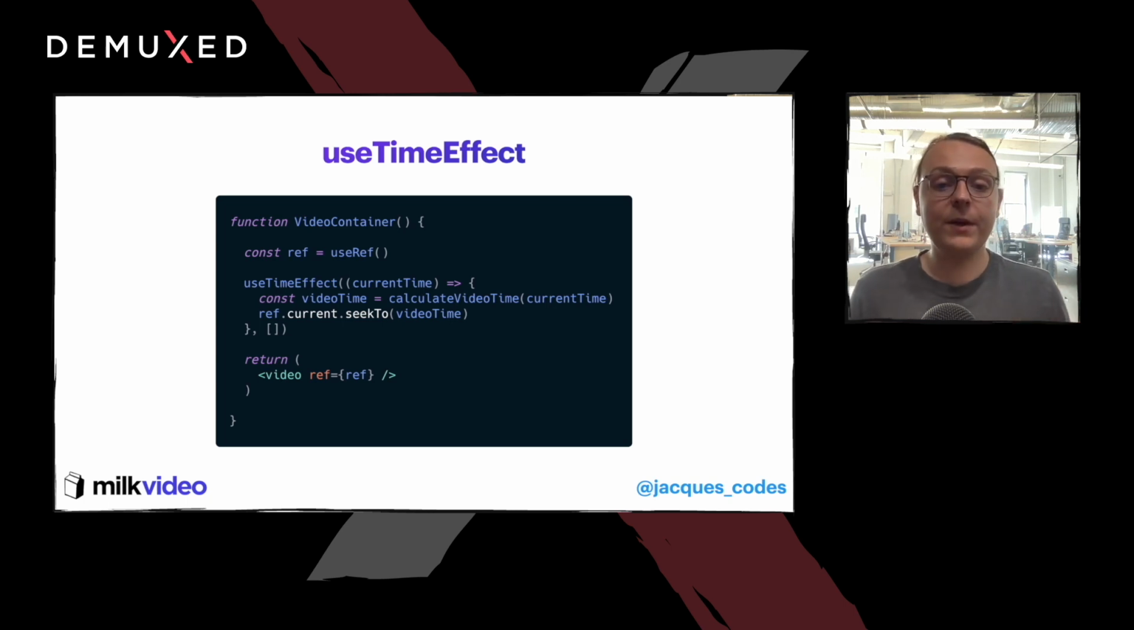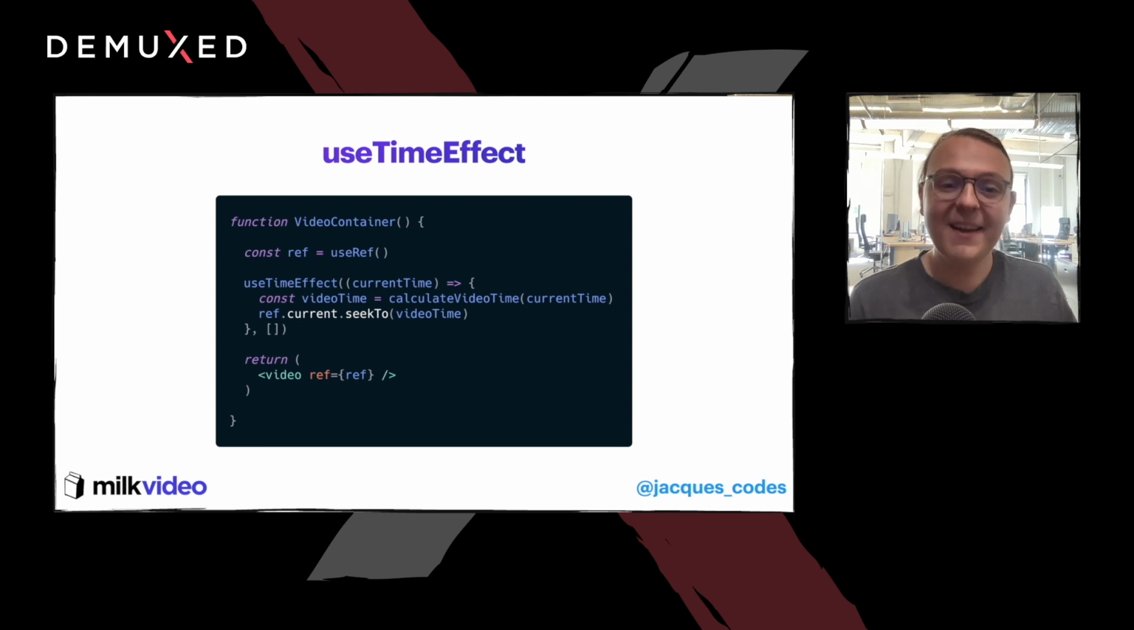So the second hook that we created is borrowed from React, and we call it useTimeEffect. And this hook, quite simply, lets you fire side effects whenever the current time changes. So in here, we could simply seek the video element to the correct position. It works like useTimeSelector, where you can pass it a function that'll be called whenever current time changes. The only difference is it doesn't return anything because it's meant for side effects. In fact, internally, useTimeSelector is actually built using useTimeEffect.